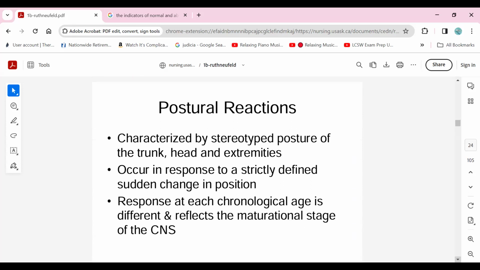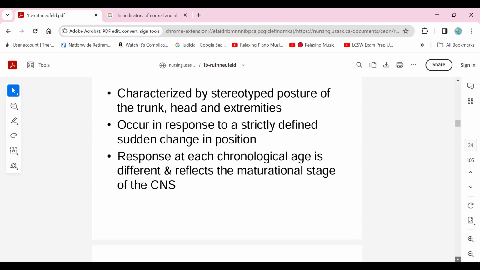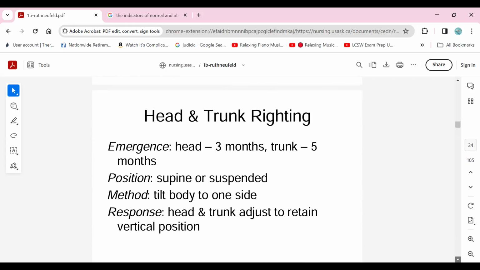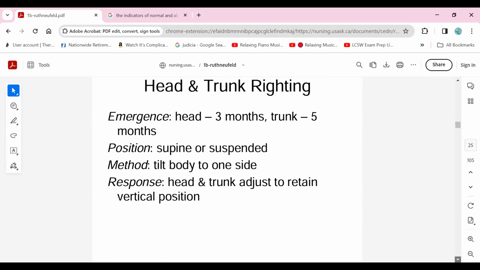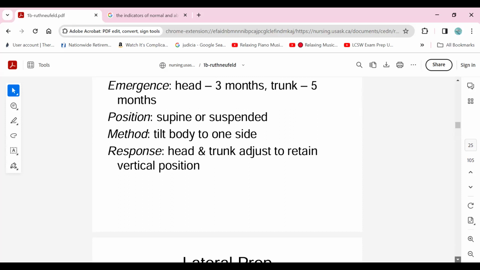Postural reactions are characterized by a stereotyped posture of the trunk, head, and extremities. They occur in response to a strictly defined sudden change in position. The response at each chronological age is different and reflects the maturational stage of the CNS. Head and trunk righting. Emergence: head 3 months, trunk 5 months.